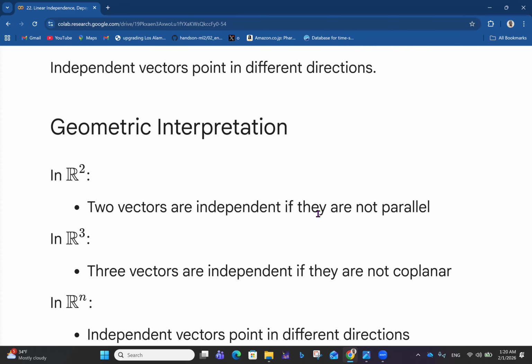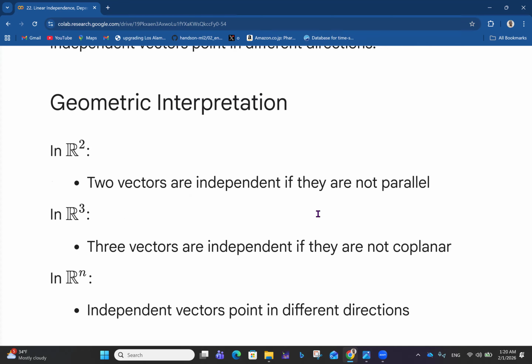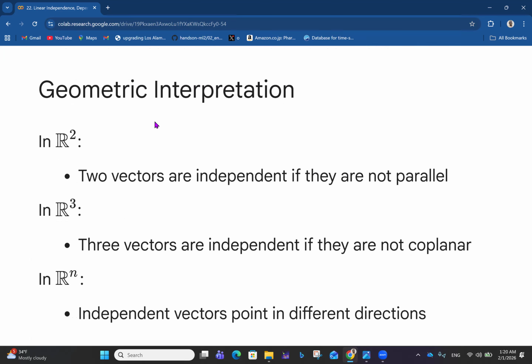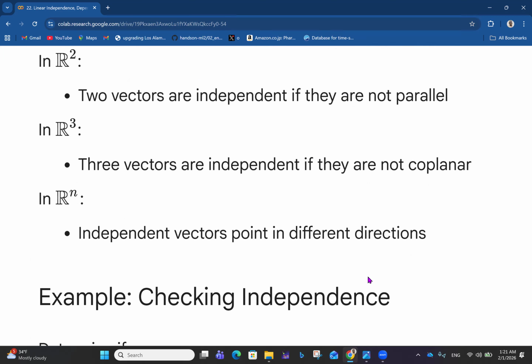Let me not get ahead of myself. Okay, here, what about the geometric interpretation? In the two-dimensional system R2, two vectors are independent if they are not parallel. If they are parallel, of course, no solution. In R3, three vectors are independent if they are not coplanar, that is, they are not in the same plane. Then in Rn, independent vectors point in different directions.